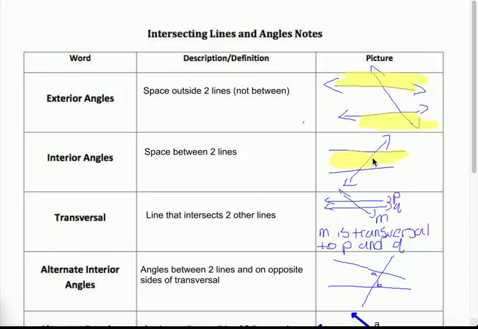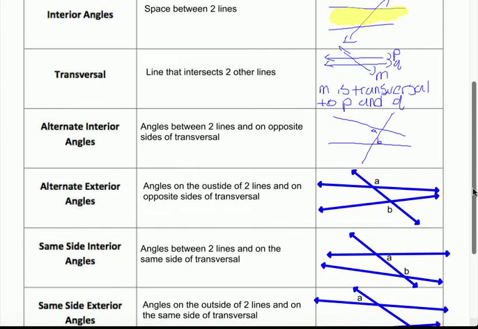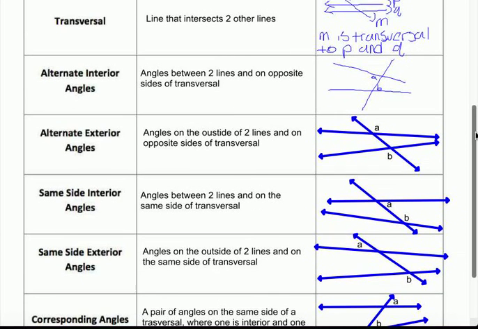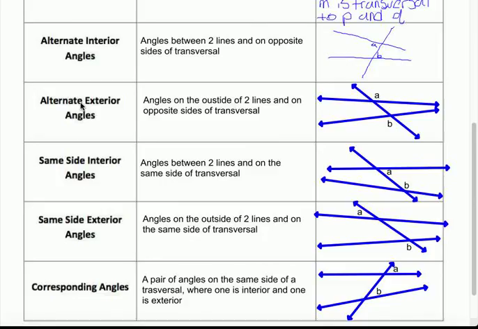And the transversal is the line that intersects the other two lines. So here in this picture we have lines M, P, and Q, and M is transversal to P and Q. And then these definitions all refer to any kind of pair of angles. With the exception of the last one, the term actually gives you the definition if you're reading it closely.